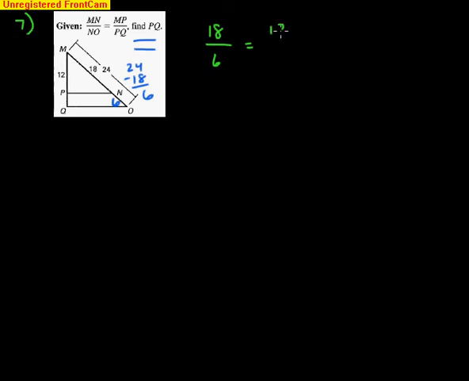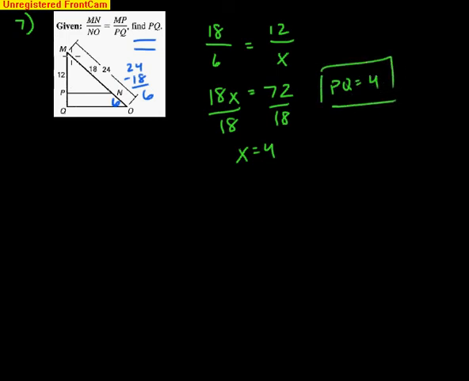Do I know MP? Yes, I do. It's 12. Do I know PQ? Nope. PQ is going to be my X. And there we go. And we cross multiply and solve. 18x equals 72. 6 times 12 is 72. And we divide by 18. And I believe you get X is 4. So we know that PQ is 4.